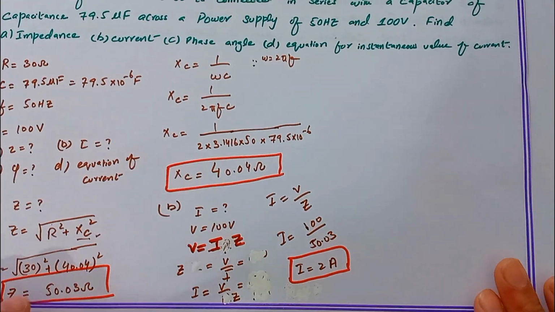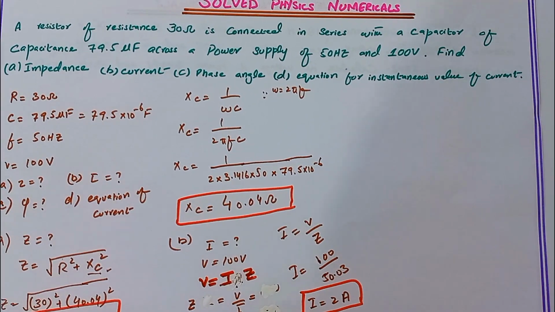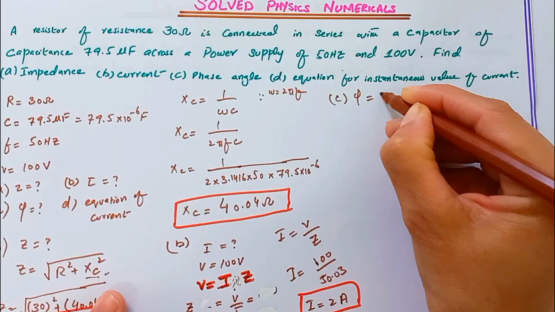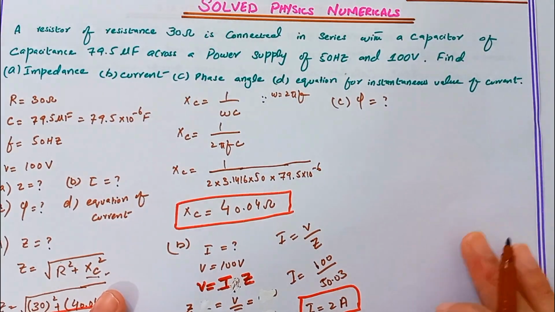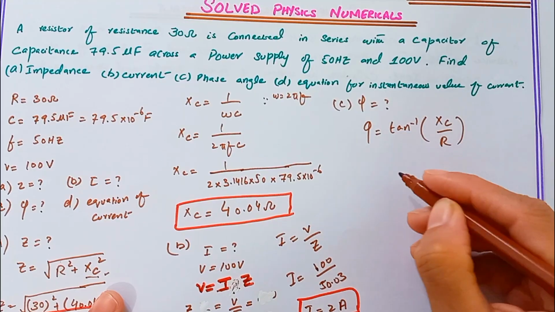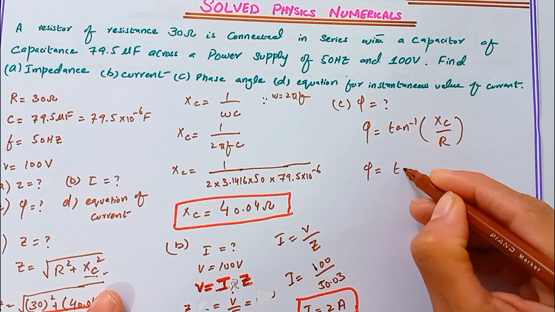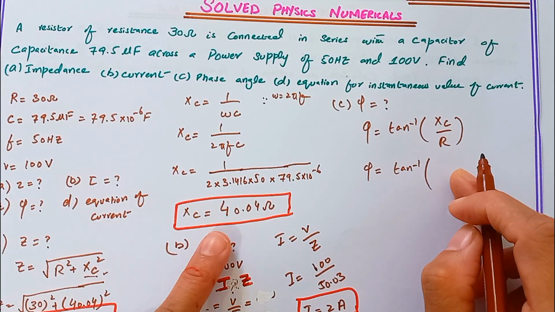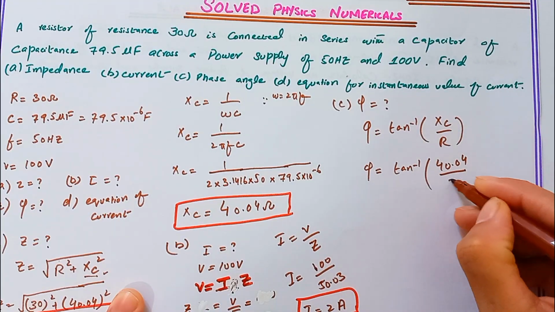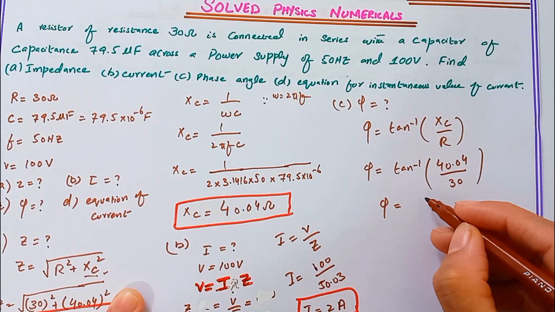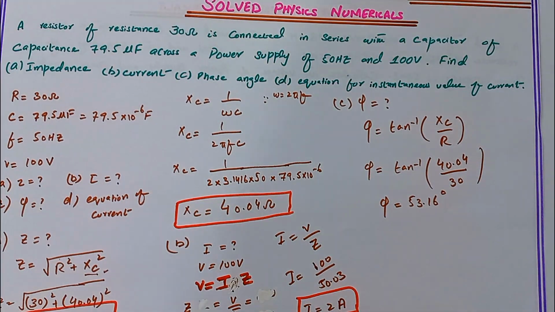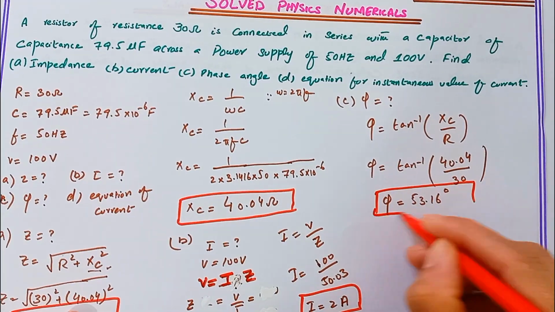Okay, now we find the third part. In the third part, that is C, we find the phase angle. We use the formula of the phase angle: phi is equal to tan inverse of XC over R. XC is equal to 40.04 ohm and the resistor is equal to 30. So put it here. So the phase angle phi is equal to 53.16 degree. That is the phase angle.